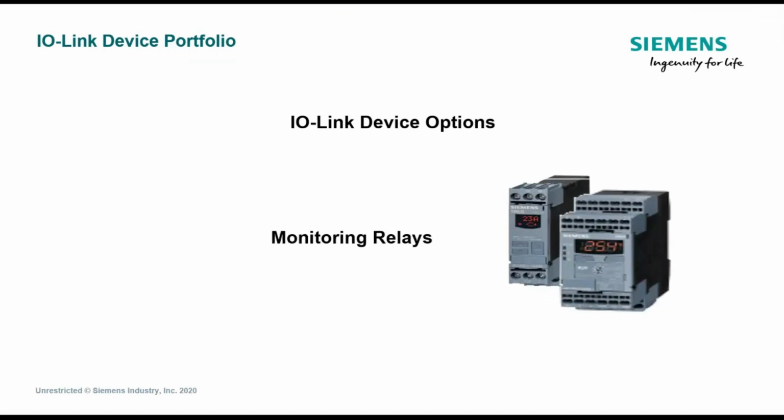Whereas with the IO-Link connectivity for our monitoring relays, that process value that's behind that window, along with a whole bunch of others, are now available to be transmitted up to the automation system very easily and already scaled.